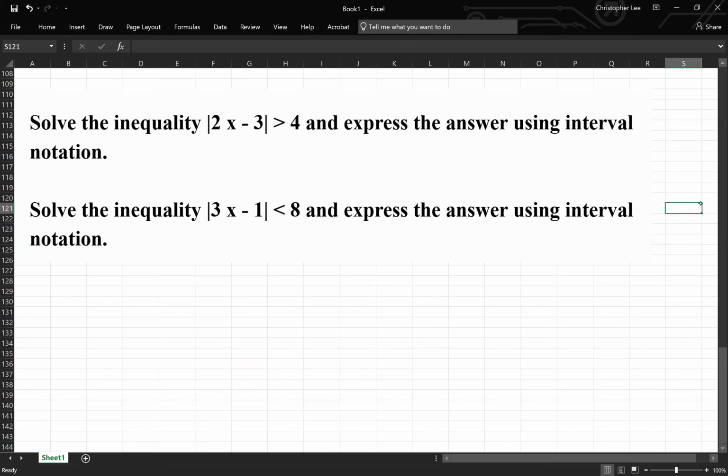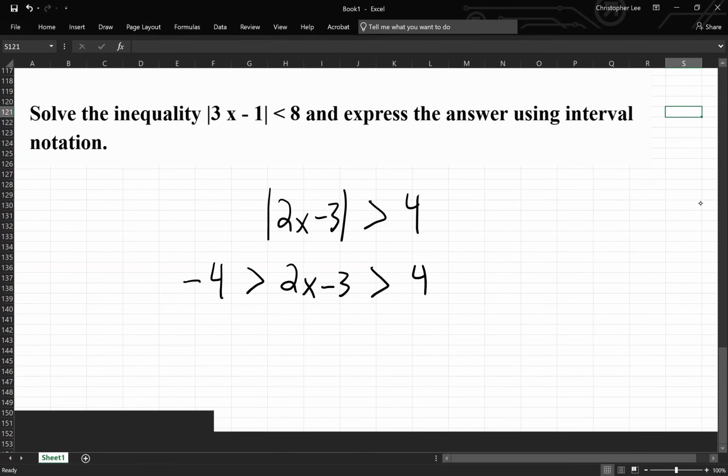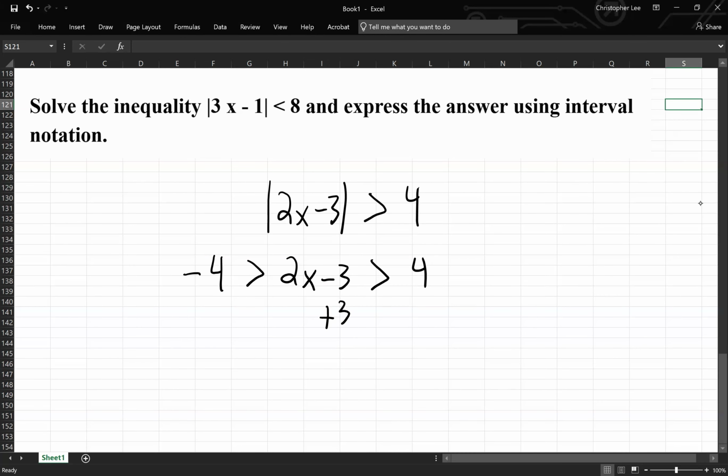So let's do the first one. I have the absolute value of 2x minus 3 is greater than 4. That's the first question. So what does this mean? This means that I have a positive answer and a negative answer. So I'm going to have negative 4 greater than 2x minus 3 greater than 4. So what am I going to do with that? I'm going to add 3 to both sides. What do I have? Negative 1 greater than 2x greater than, excuse me, I forgot to write the line, 7.